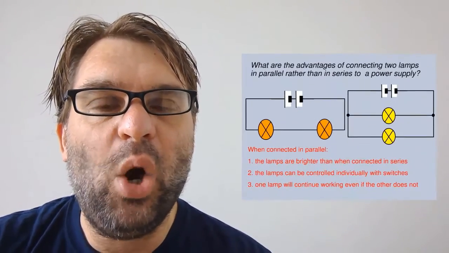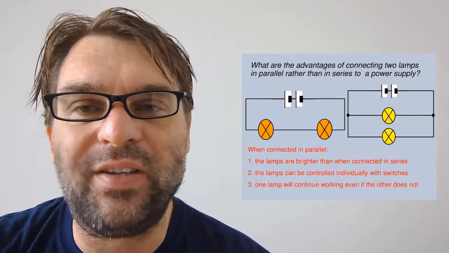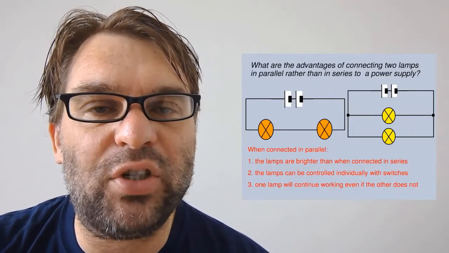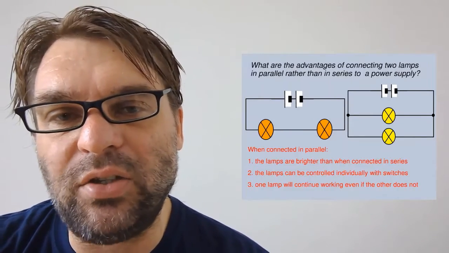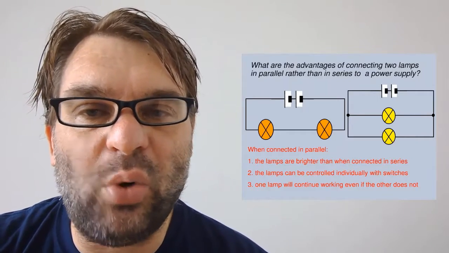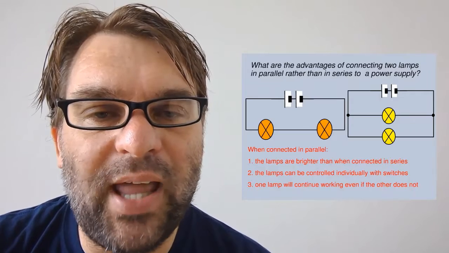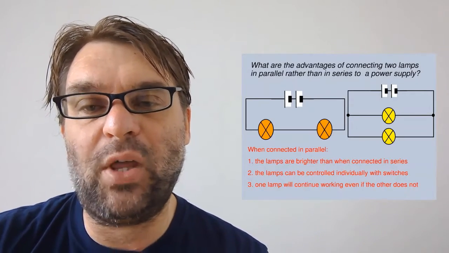And then finally, what are the advantages of parallel circuits over series circuits? Well, when connected in parallel, the lamps are brighter compared to those connected in series. The lamps are controlled individually by switches, which we looked at previously, and one lamp will continue working even if others are not working in parallel. So that means it's quite useful.